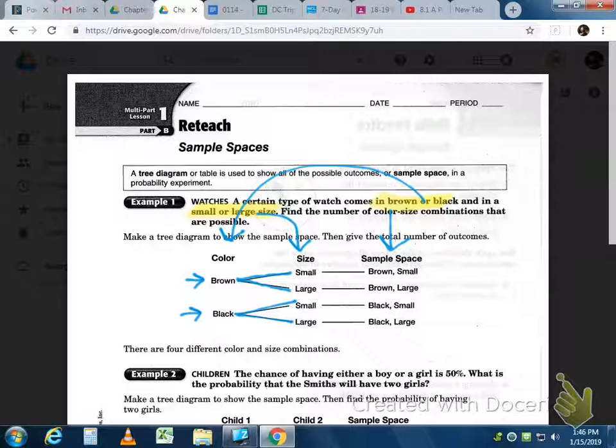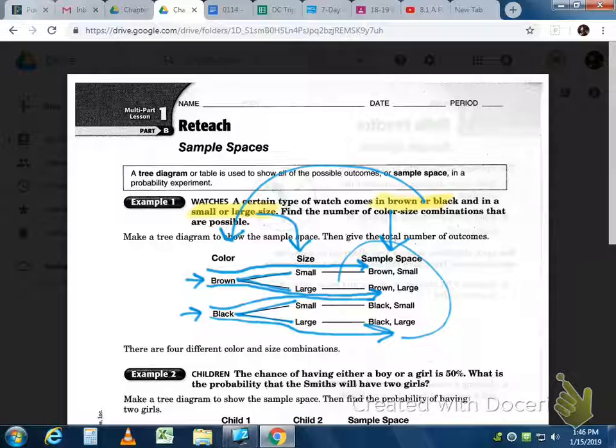So you start from here, brown, and follow the branches. Brown, small, and that's the first sample space. Brown, large, the next sample space. Black, small, black, large. There are 4 possible outcomes then when you have brown or black, large or small when it comes to this watch. So you have 4 choices when, let's say we're ordering it. So 4 different combinations. That's doing a very basic tree diagram.